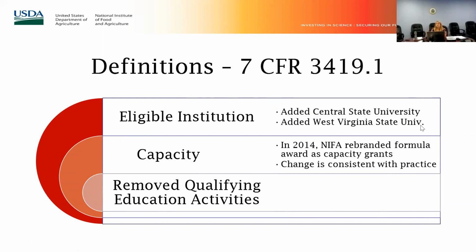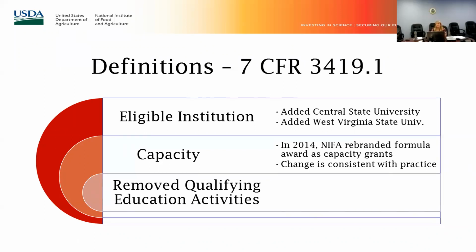For eligible institution, we added Central State University and West Virginia State University. Those had been added in recent years and were not reflected in the rule. The second major change we made was to substitute the word capacity for formula throughout the rule. In 2014, NIFA rebranded the formula awards as capacity grants, so this change was consistent with NIFA's current practices.